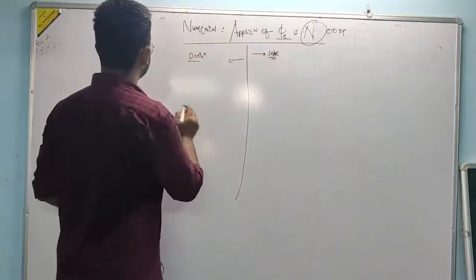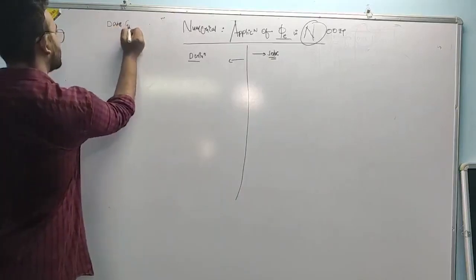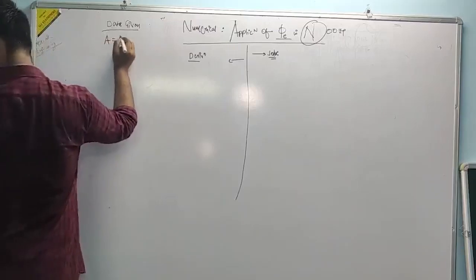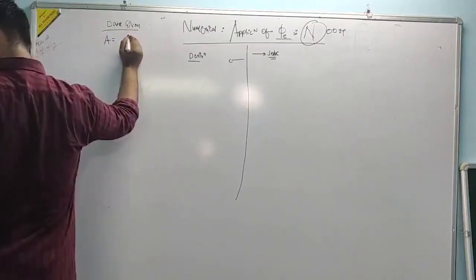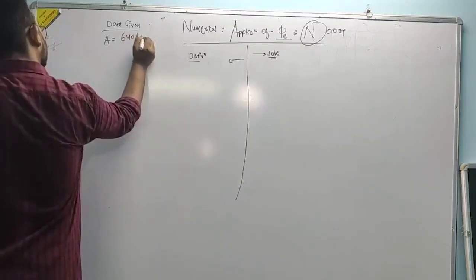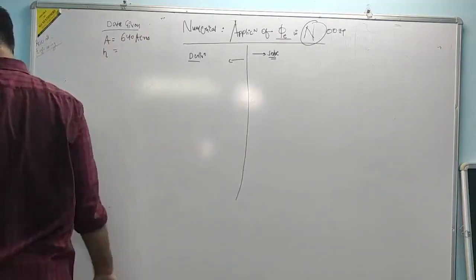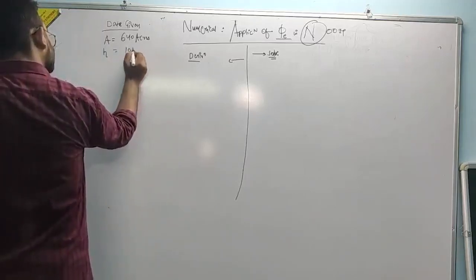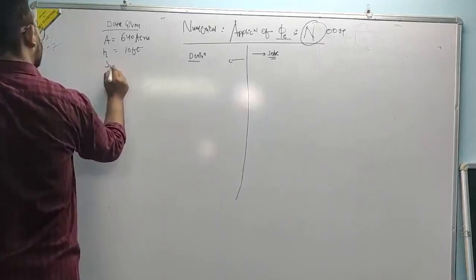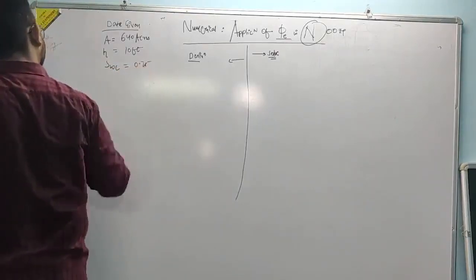But the data that I need in this question is the cross-sectional area of the reservoir, which is 640 acres. The thickness of the reservoir is 10 feet. The connate water saturation of the reservoir is 0.25 or 25%.